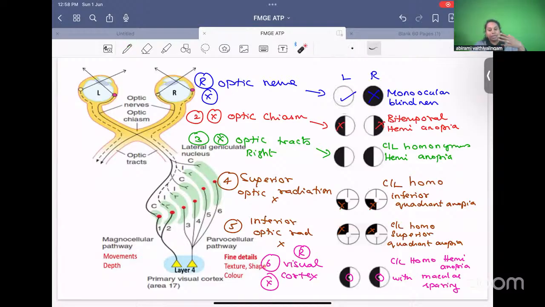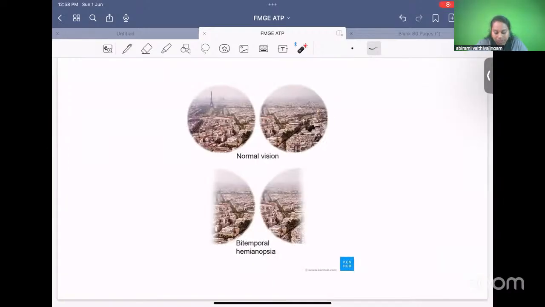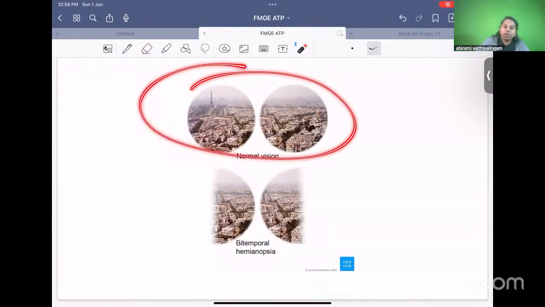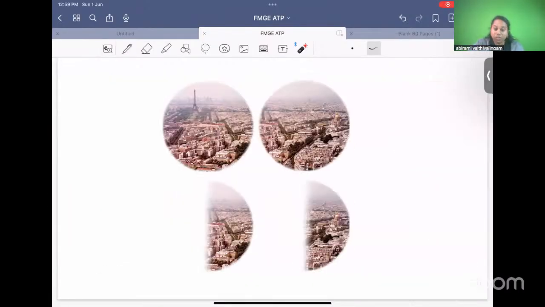Okay. Quickly, now I'll show you the lesions. You tell me the finding. You tell me the diagnosis. Top one is always normal vision. So what is this below one? Both the eye, you are not seeing the lateral half. What is the finding? What is the diagnosis? Bitemporal hemianopia. Good. Yes, all of you please. Bitemporal hemianopia.